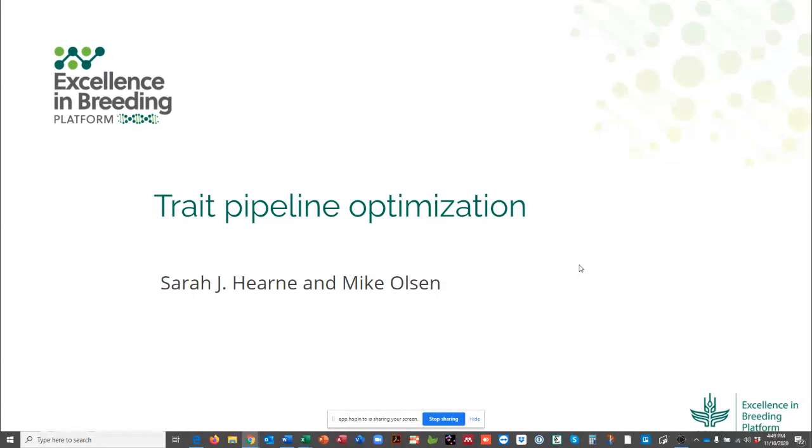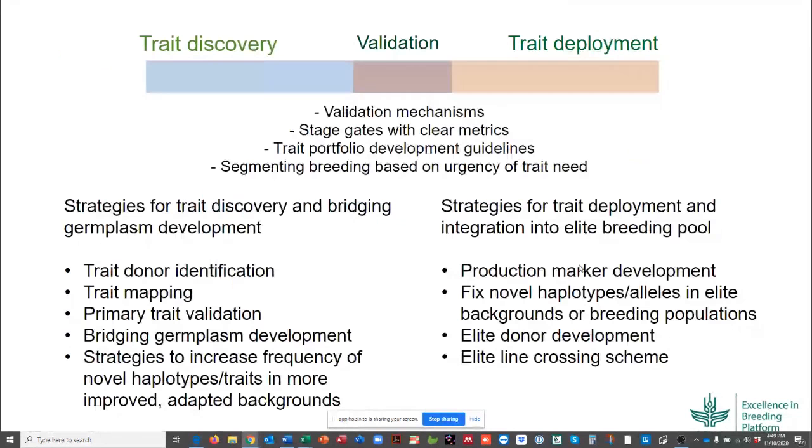So what do we really mean when we describe this process? We're talking about that continuum from the discovery of new traits, identification of new donors, mapping of traits, validation of primary traits, and the development of bridging germplasm, all the way through validation to the deployment of those traits in elite backgrounds. So we're talking about the development of new breeding germplasm.